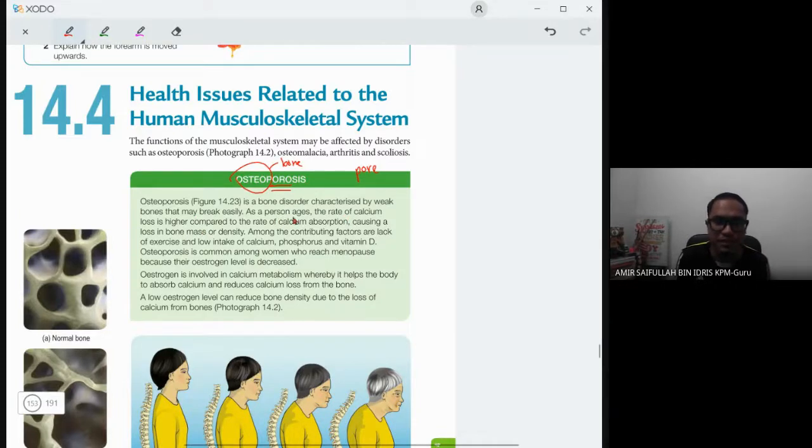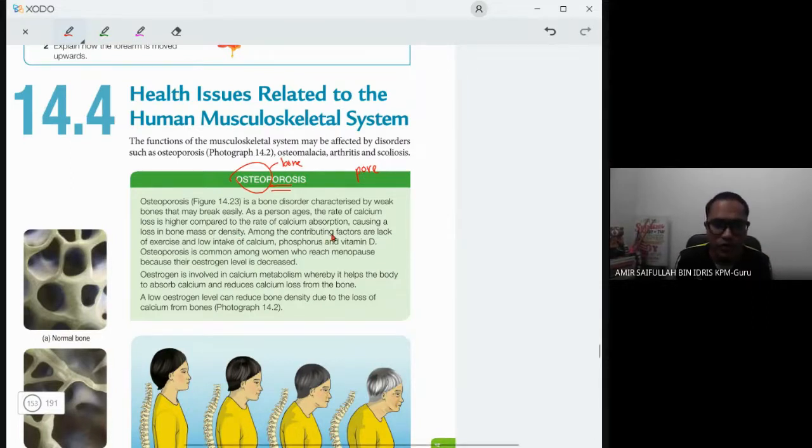So as a person ages, as the person grows older, the rate of calcium loss is higher compared to the rate of calcium absorption. When you are a baby, you easily absorb a lot of calcium from your food, from your milk. But as you grow older, the loss of calcium is more than what you can absorb. Okay? So it causes a loss in the bone mass or bone density. So your bones become less dense.